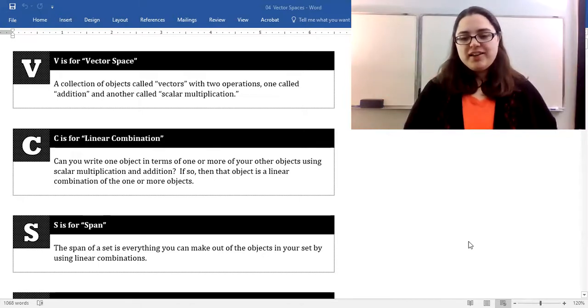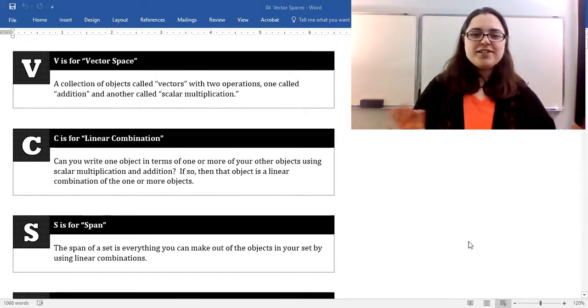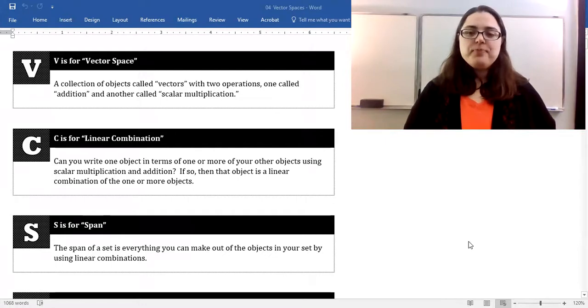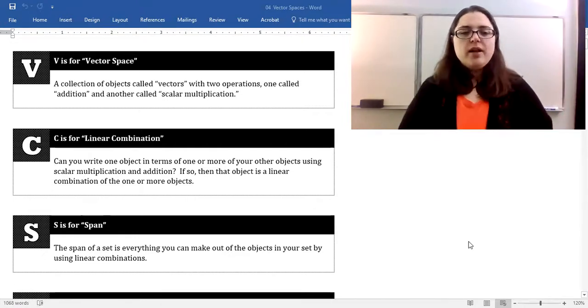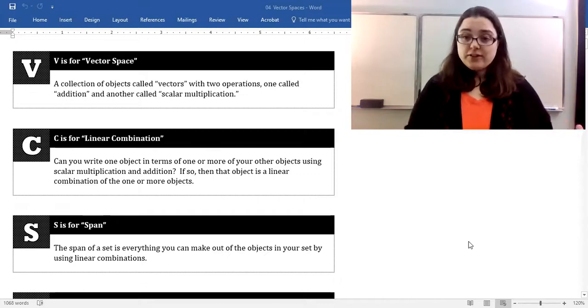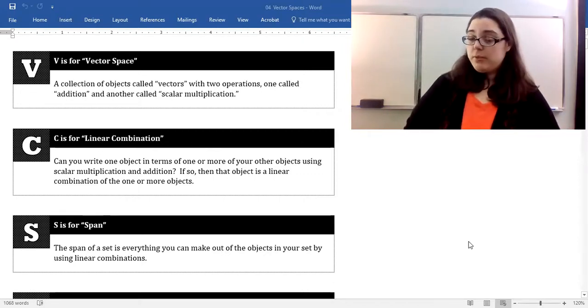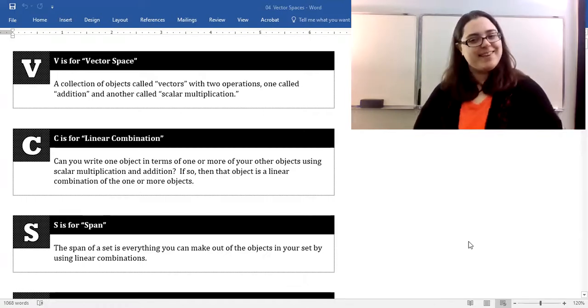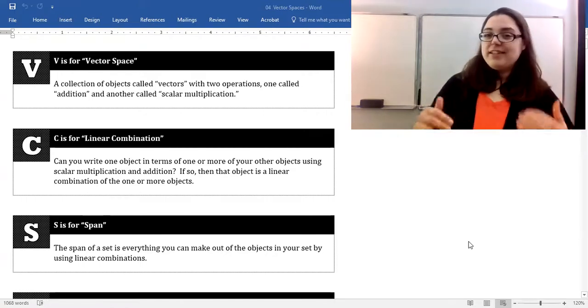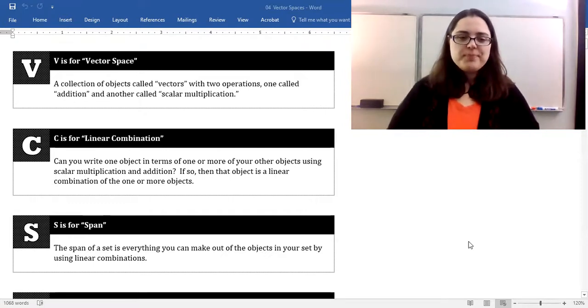So when you're getting a little lost and afraid and scared in the woods, just remember a vector space is a collection of objects. You can do something called add them, and you can do something called scalar multiplication with them. Now, once you have your objects or your vectors, there are some things that we're going to do with them. And so that's why C is for linear combination. This is a linear algebra class, so we're going to see a lot of linear stuff for our definitions here.